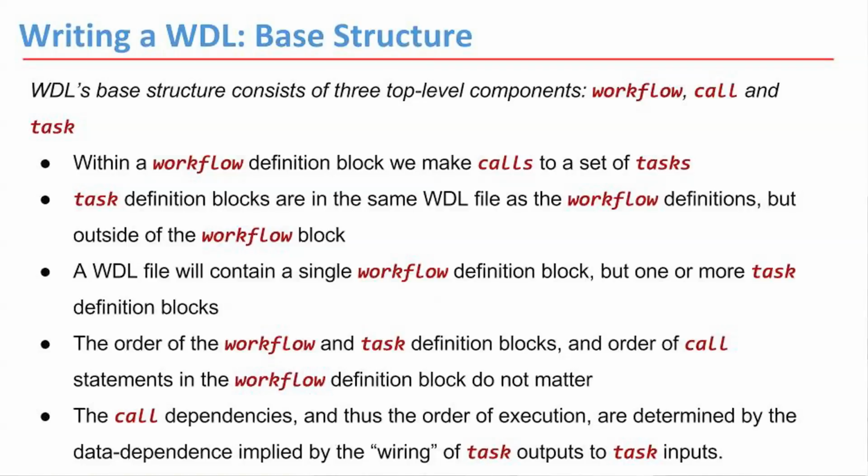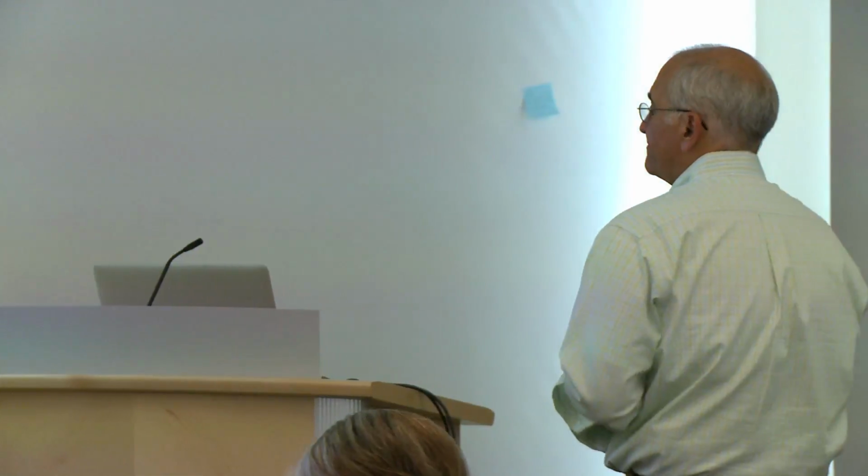Okay, the call dependencies and thus the order of execution are going to be determined by the wiring between the tasks. It doesn't really matter what order you write those tasks or the call statements within the WDL itself. Cromwell will go ahead and see what the dependencies are, generate its DAG, and based on that, it'll determine what can run in parallel and what downstream tasks are blocked by upstream outputs not being available.